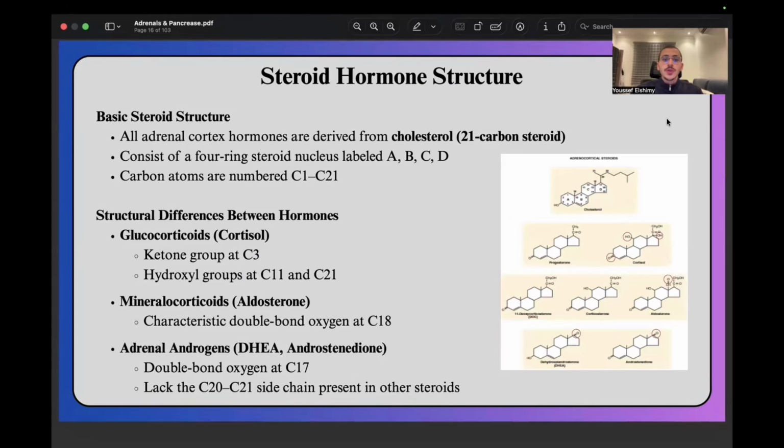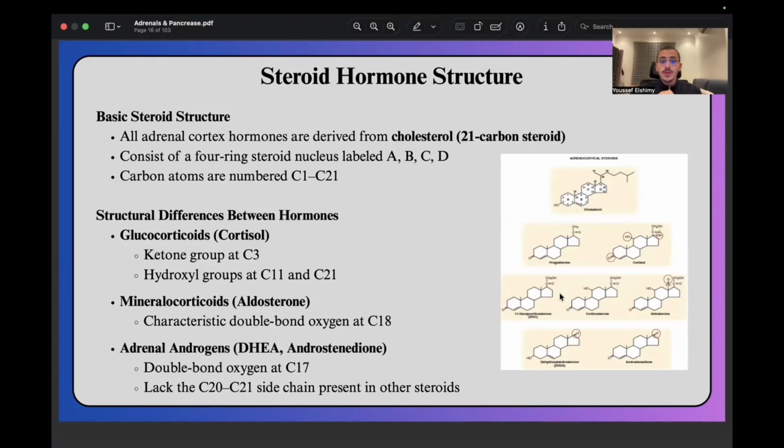All right. So these three layers produce steroid hormones. So what are steroid hormones? Steroid hormones are basically hormones made from cholesterol, which is a 27 carbon steroid. As you can see, this is cholesterol. It's made up of a carbon compound, and it has four labeled rings. You have the A, B, C, D, and you can see how they are numbered from 1 to 21.